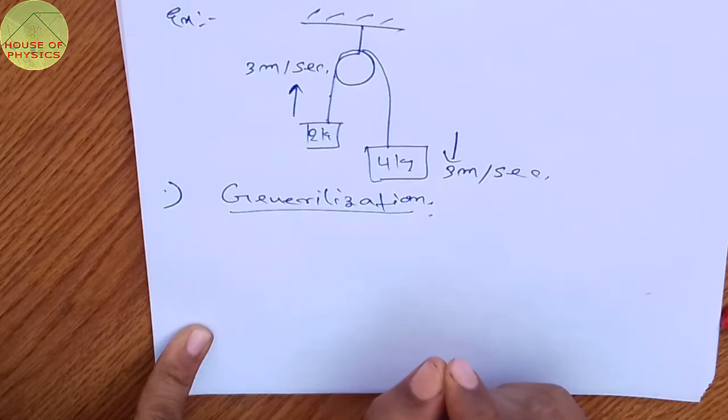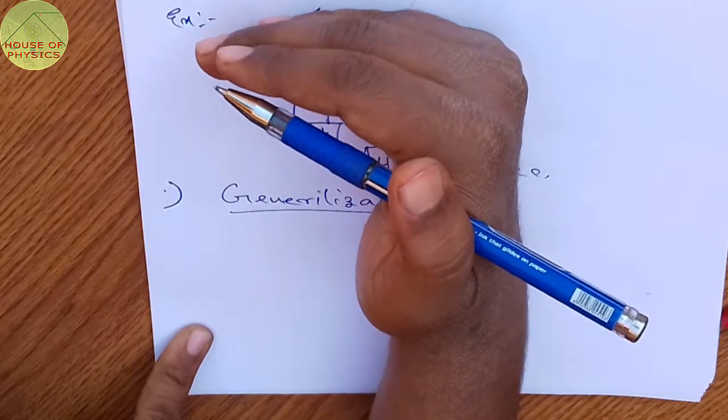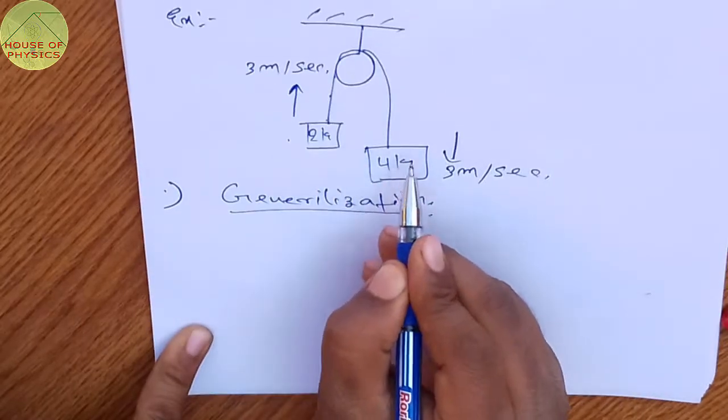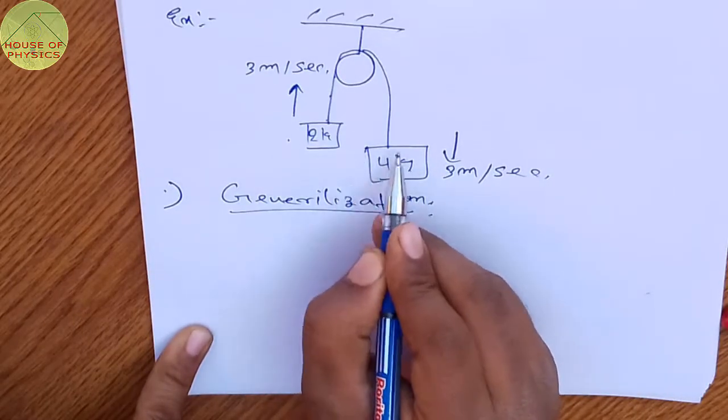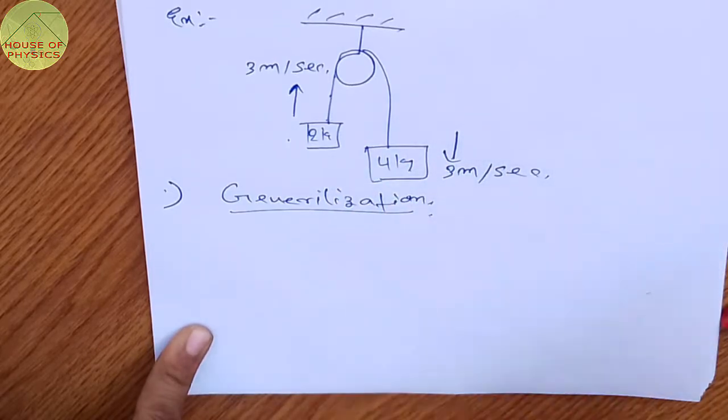The one is that the pulley is fixed, and if the pulley is fixed, it means all the velocity components of the different blocks attached to the string will have the same value. Direction may change.